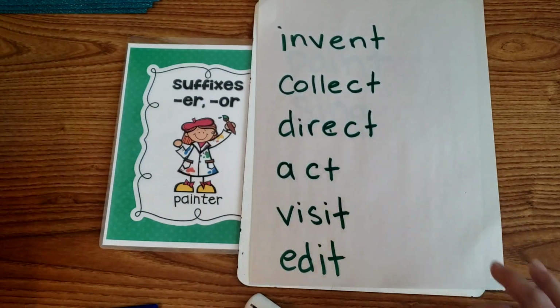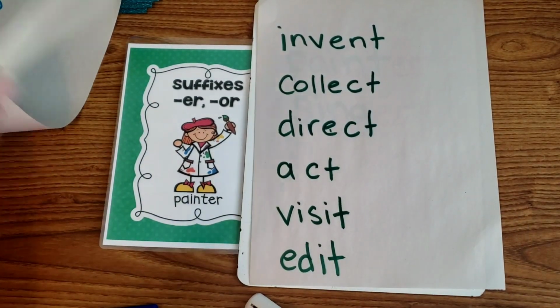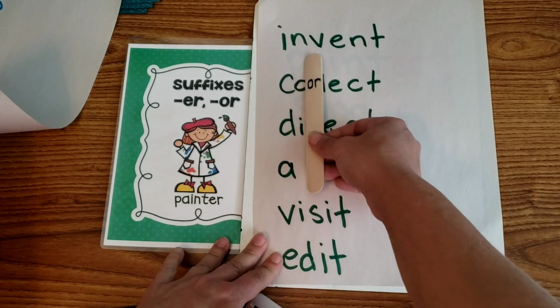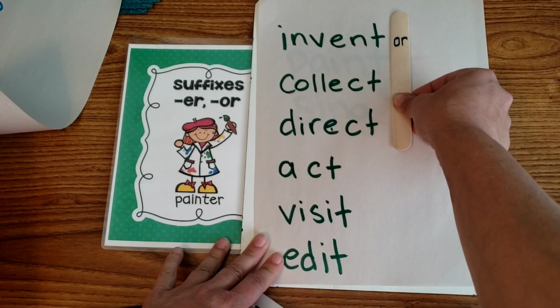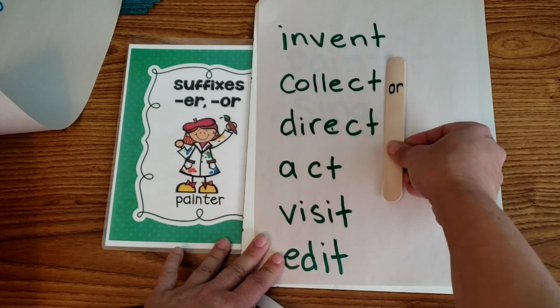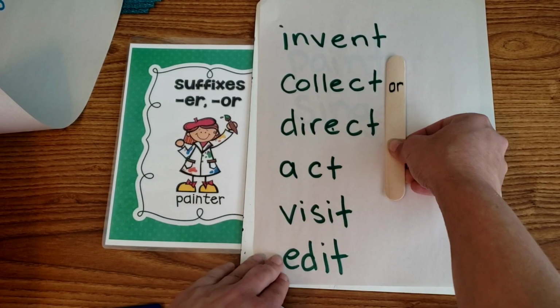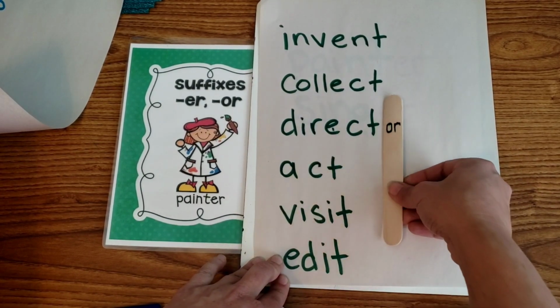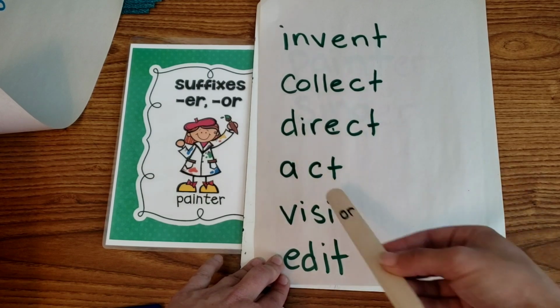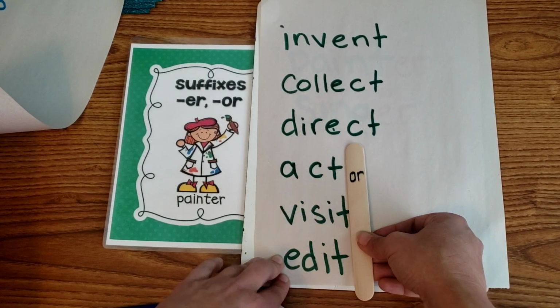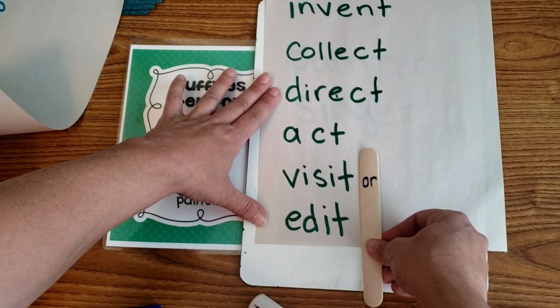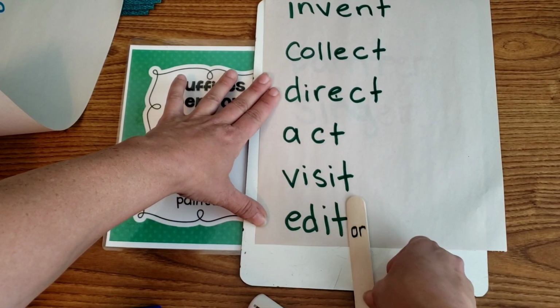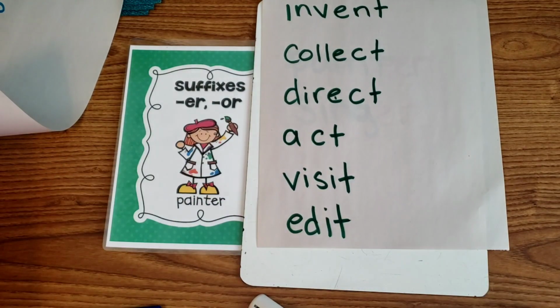So sometimes we use OR. I got my OR stick. Like this word, invent. Now it's inventor, someone who invents. Collect, collector, someone who collects. Direct, director, someone who directs. Act, actor, someone who acts. Visit, visitor, someone who visits. And edit, editor, someone who edits.